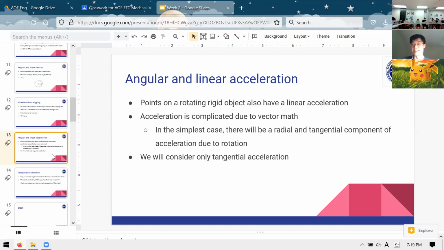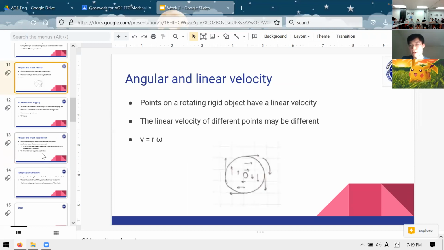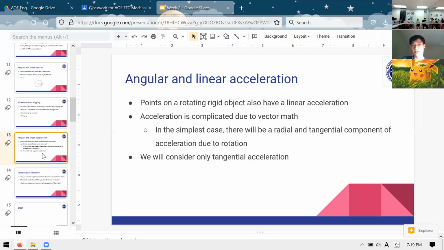And it's not easy. So the simplest way that we can address this is to just consider the tangential acceleration. You may have learned something about centrifugal forces before in school, in physics, in physical sciences. Whenever you have a rotating object, you're going to have a force, some influence that causes things to move towards the center of rotation.